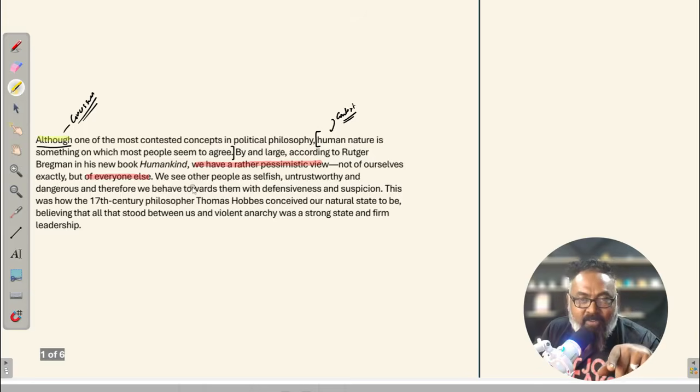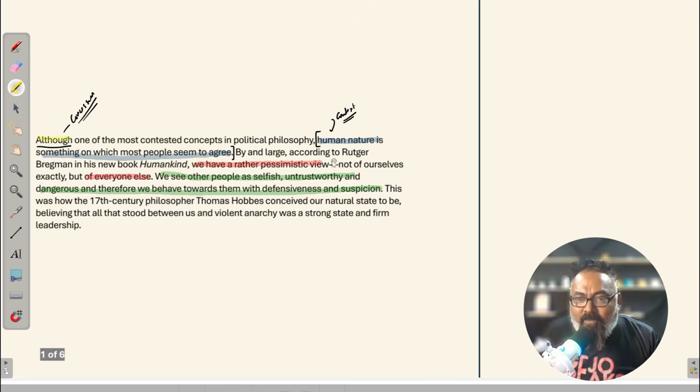Look at this next sentence. The reason I'm saying this, we'll explain the sentence. We see other people as selfish, untrustworthy, and dangerous, and therefore we behave towards them with defensive suspicion. What is the sentence doing? That sentence is merely explaining. This is a sort of a green. We know that the context is being built here, right?